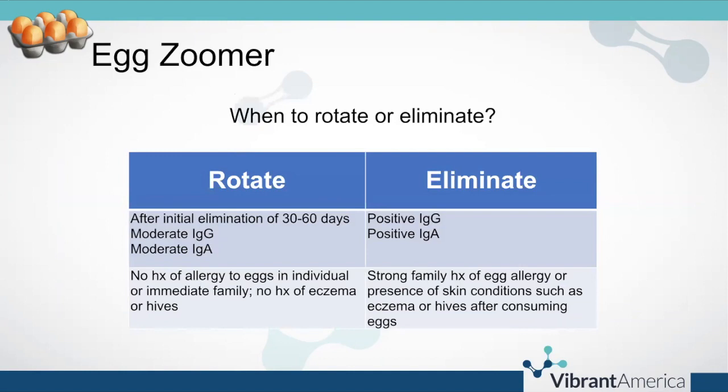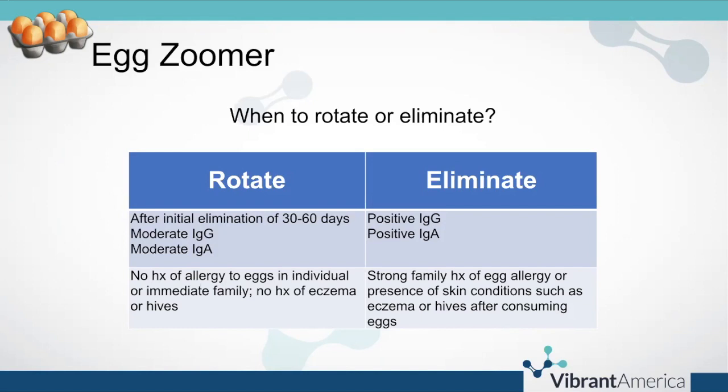A similar pattern here as far as rotation and elimination. Use the same type of judgment as far as it goes with initial elimination of the food if there's antibodies present for 30 to 60 days. If they just had moderate IgG or IgA antibodies, after you retest the intestinal permeability and confirm that it is healed, introduction of that food could happen as long as that person has no history of allergy to eggs, in themselves or in their immediate family. Those would just be greater risk factors, as well as no history of eczema or hives, especially when consuming eggs.